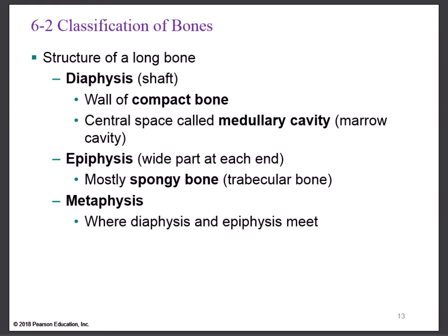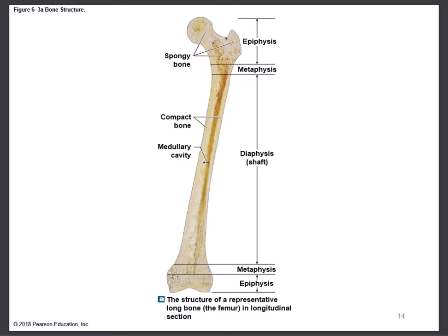The second method that we can classify bones is by their internal structure. So the way we're going to do this, we're actually going to compare the anatomy of a long bone, which we just described, to the anatomy of a flat bone, right? They have two different types of internal structures. So I'm going to take you to a picture here.